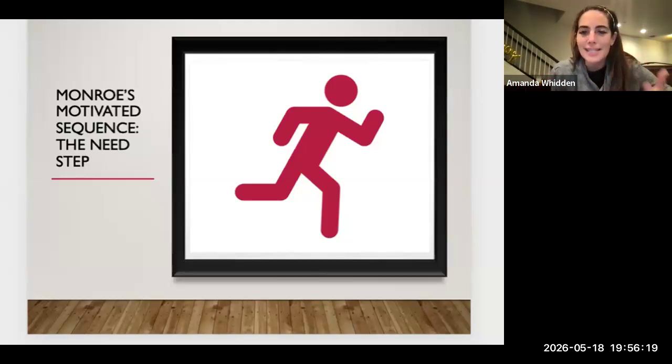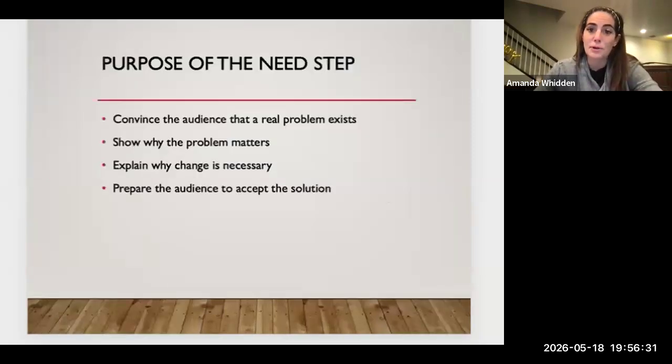Throughout this lesson, I'm going to be using the same example of Meatless Mondays as a model example so that you can see how each of these parts is going to pull together. So let's look first at the purpose of the need step. First, it's to convince the audience that a real problem exists.